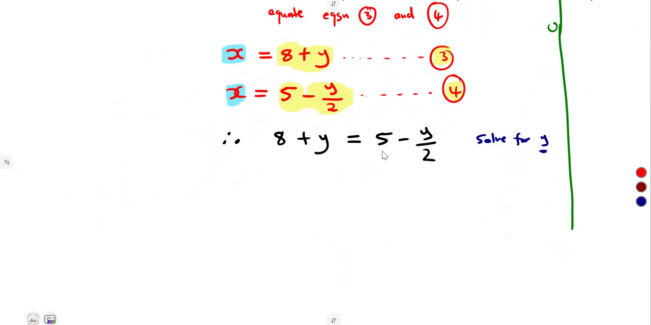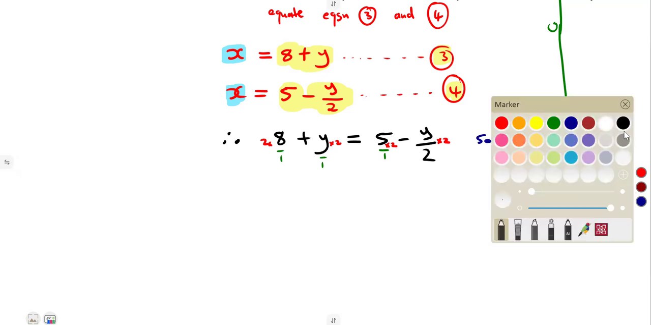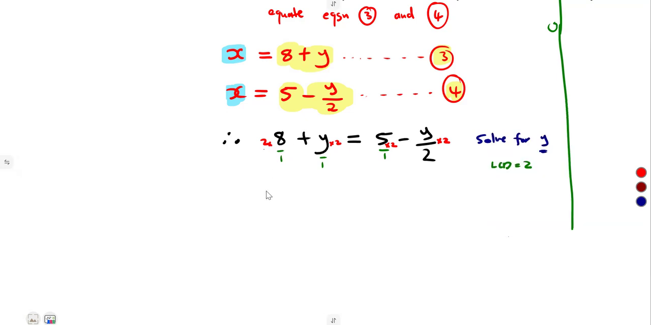So I can easily, because this is 1, this is 1, this is 1. So the LCD is what? Is 2. So multiply each and every term by the LCD. Multiply by 2, by 2, by 2, by 2 here. So that was going to give us what? 2 times 8, 16, plus 2 times y, that's 2y, is equal to 5 times 2, that's 10.